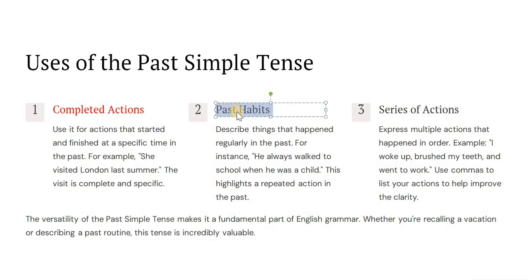Now, past habits. Past simple also talks about past habits. Past habits describe things that happened regularly in the past. For instance, he always walked to school when he was a child. This highlights a repeated action in the past. Then we move on to a series of actions, expressing multiple actions that happened in order. For example, I woke up, brushed my teeth, and went to work. Use commas to list your actions to help improve clarity.